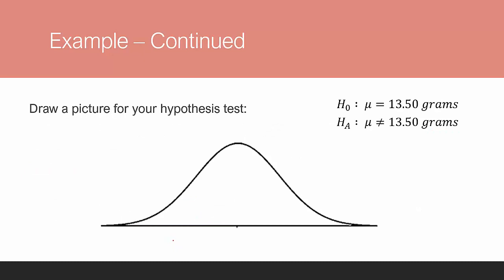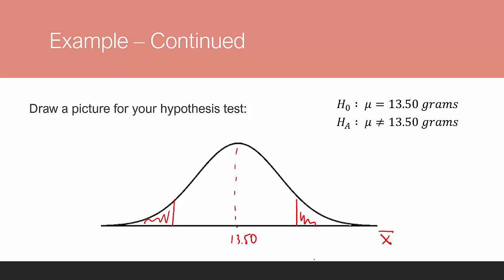So how would we draw a picture for this particular hypothesis test? We always start by assuming the null is true. Assuming the null is true means assuming that the center of the distribution is at 13.5 grams. What we're trying to do is see, is our sample value way below 13.5 or way above 13.5? So far away that 13.5 does not seem to be the true mean. We're going to use a sample mean to do this. So we're looking at the sampling distribution here.